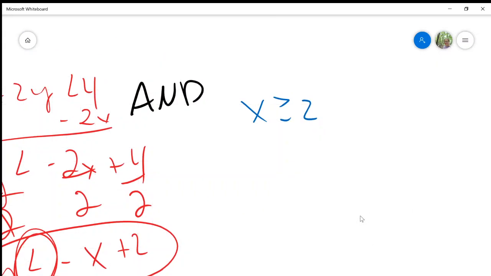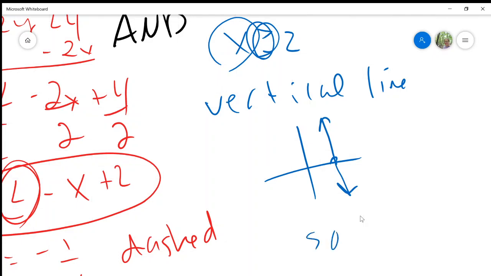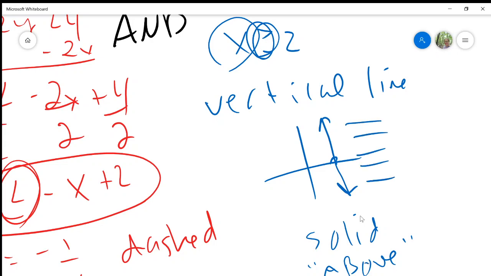Okay, now let's take a peek over here at the blue one. We have x is greater than or equal to 2. Since it's just x, that should tell you right off the bat that this is a vertical line, and it's going to look something like this. Because of the double inequality symbol, we know it's going to be solid. And since this says x is greater than or equal to, we're going to be shading above. However, you see the word above in quotes. In this instance, above is going to mean to the right, where the numbers are actually greater than.